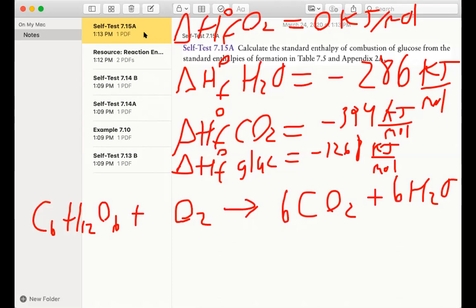And then O6 on the left plus how many oxygens on the right? With this one, you've got 6 times 2 is 12, plus 6 is 18. 18 oxygens on the right, but you've only got 6 on the left so far. So you have to have 6 plus 12, okay? So multiply this guy by 6. All right, now that should be correct.